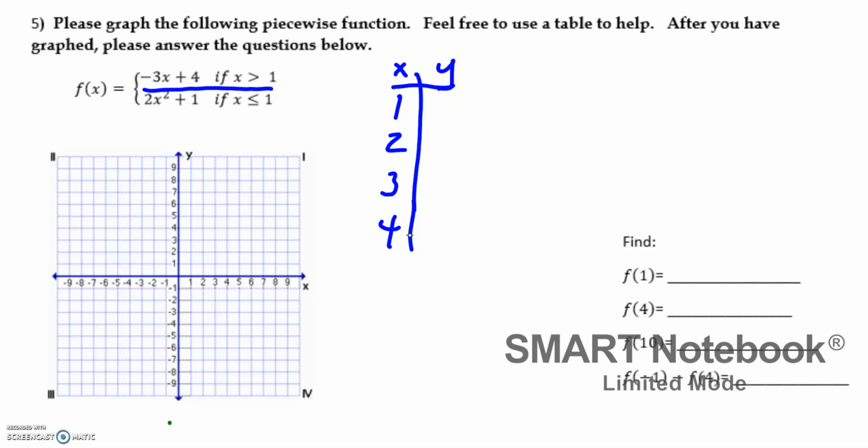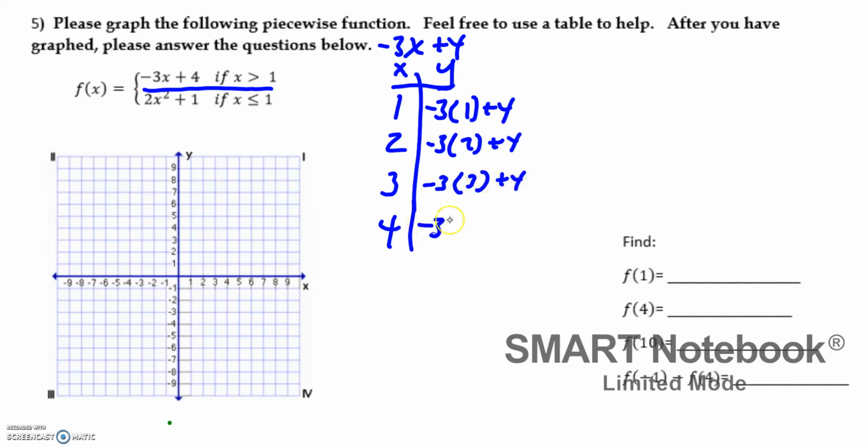So I'm going to take all these values and plug them into negative 3x plus 4, or negative 3 times 1 plus 4, negative 3 times 2 plus 4, negative 3 times 3 plus 4, and then if you want to, negative 3 times 4 plus 4. So those output values would be 1, negative 2, negative 5, and negative 8.